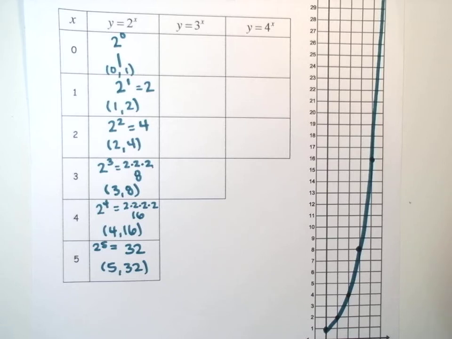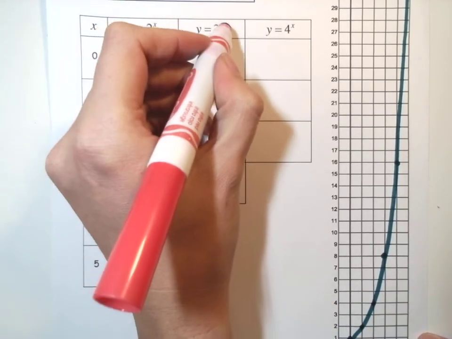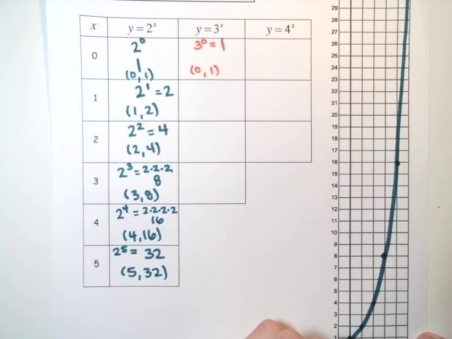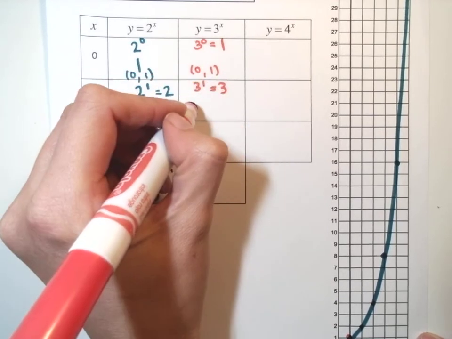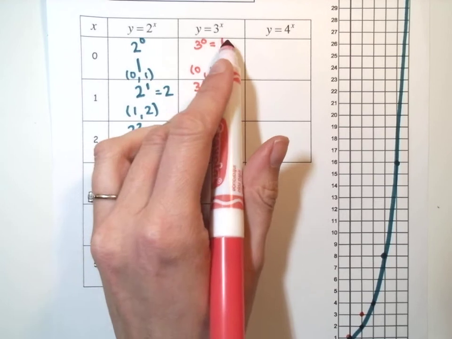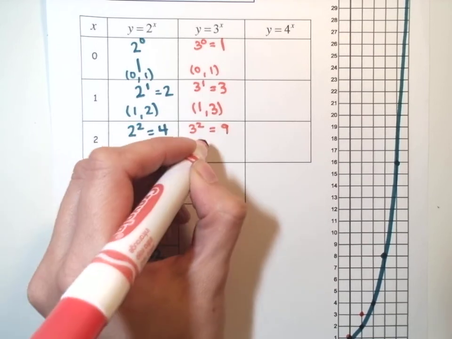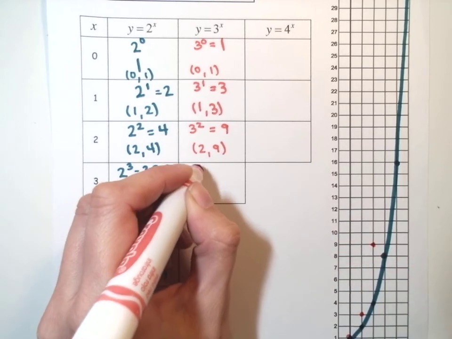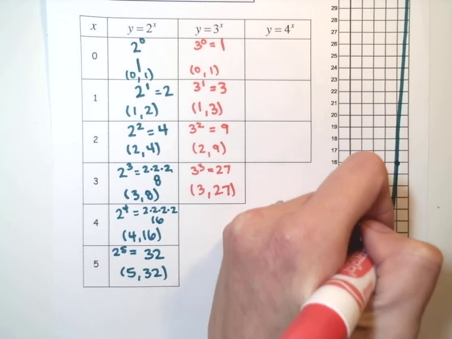So let's pick a different color for y equals 3 to the x. And so 3 to the 0 power is still 1. So this first point is still 0, 1. And then 3 to the first power, x is 1. 3 to the first power is 3. So this point is 1, 3. And then 3 to the second power is 3 times 3, which is 9. So our next point is 2, 9. Then the last one is 3 to the third power, which is 27, and so 3, 27. That's all that's going to fit on our graph.